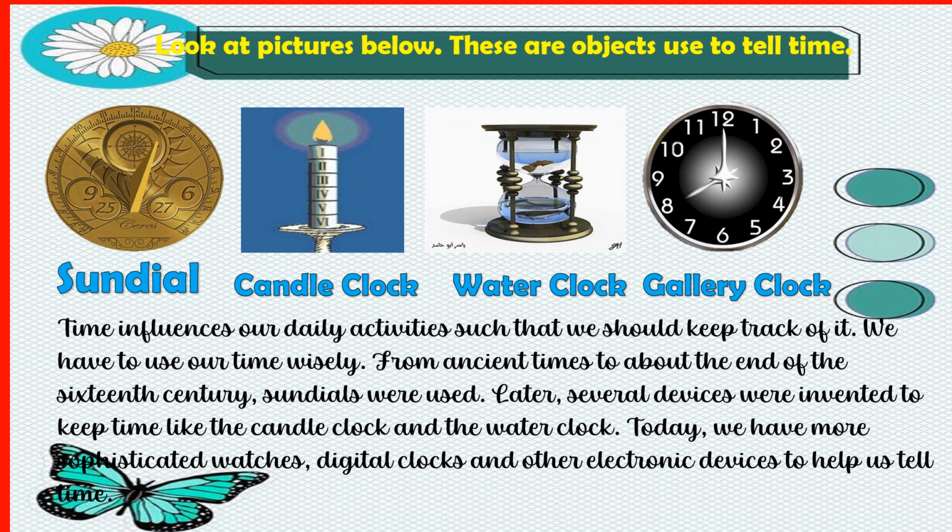Time influences our daily activities such that we should keep track of it. We have to use our time wisely. From ancient times to about the end of the 16th century, sundials were used. Later, several devices were invented to keep time, like the candle clock and the water clock. Today, we have more sophisticated watches, digital clocks, and other electronic devices to help us tell the time.